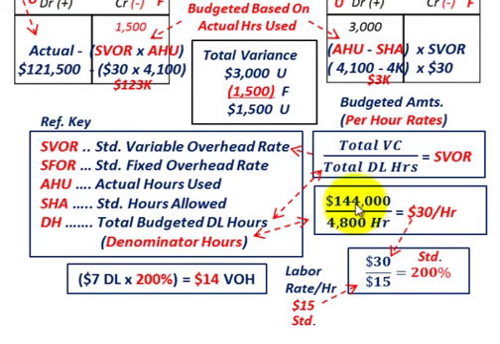So you have to determine your budgeted amounts for both the total variable overhead cost and the direct labor hours that you plan for the month, and then you can determine your standard variable overhead rate on a per hourly basis.